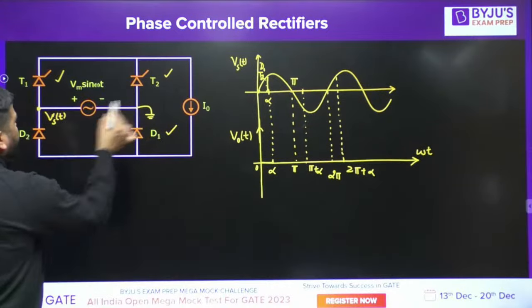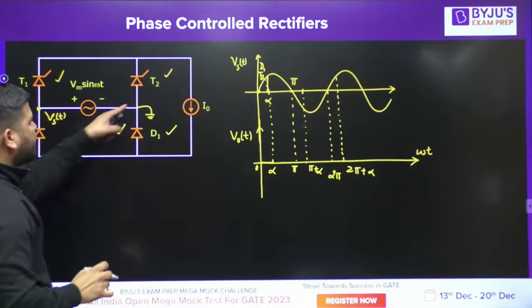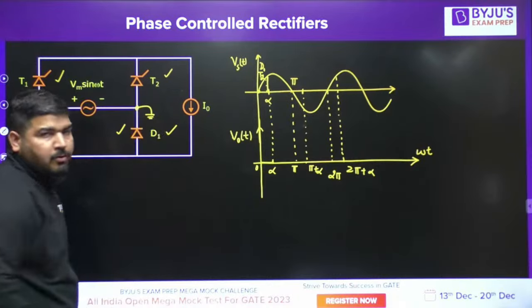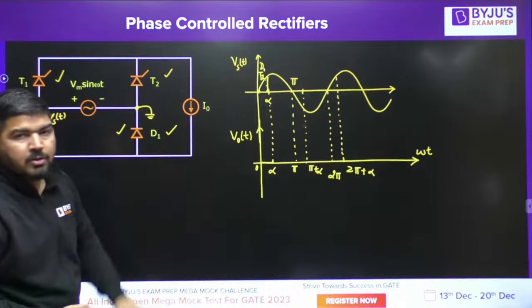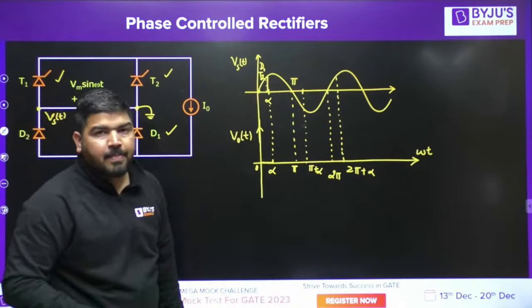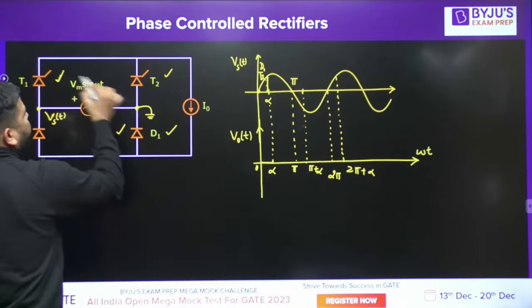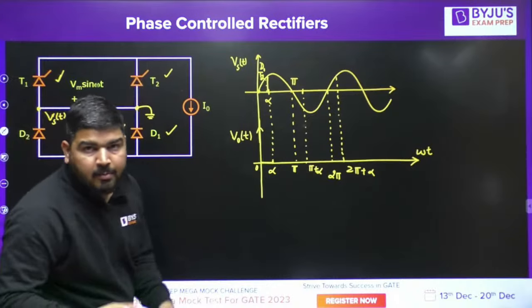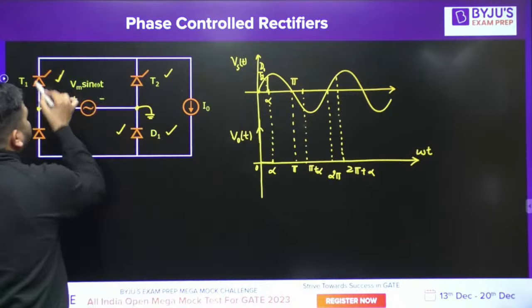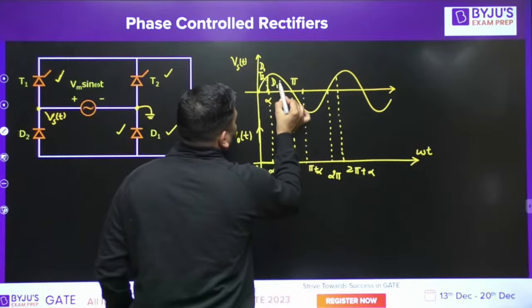If VST is positive, then this D1 will conduct because it has the lowest voltage on its cathode. So D1 will conduct for sure. And we have fire T1 here. If you have fire T1, obviously T2 will get reverse biased and it will be turned off. Now D1 and T1 are conducting.